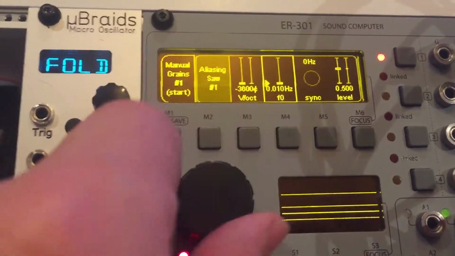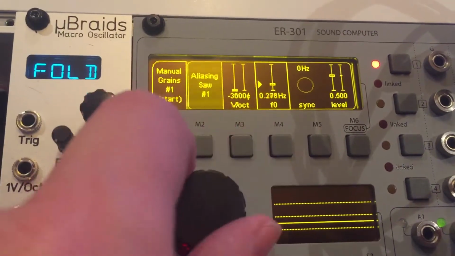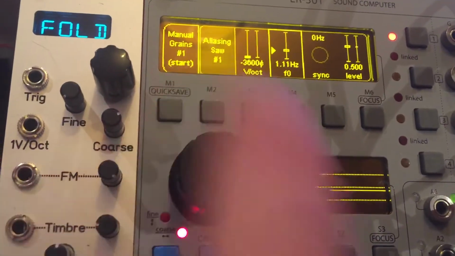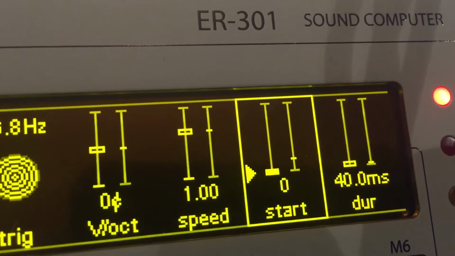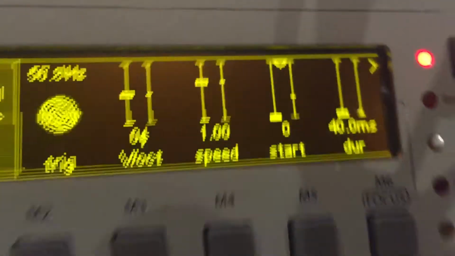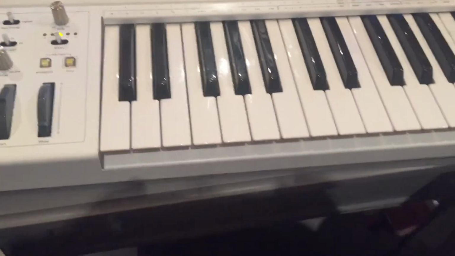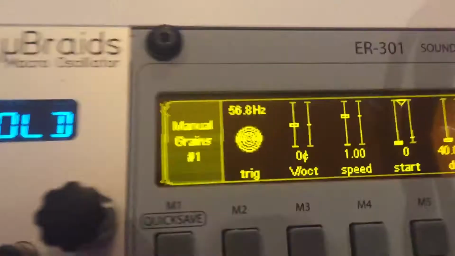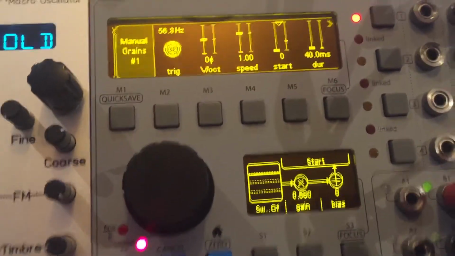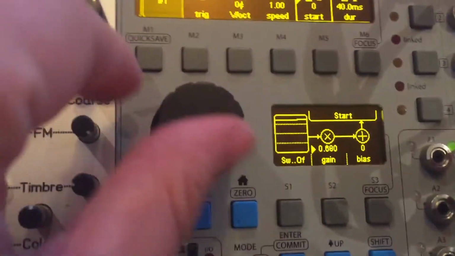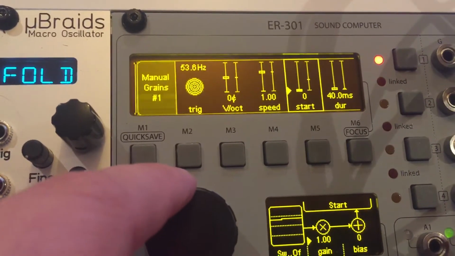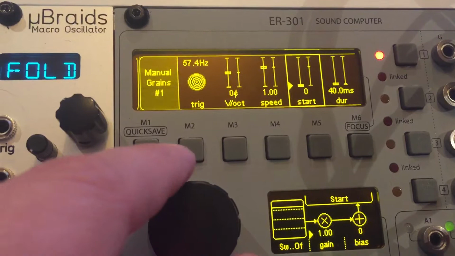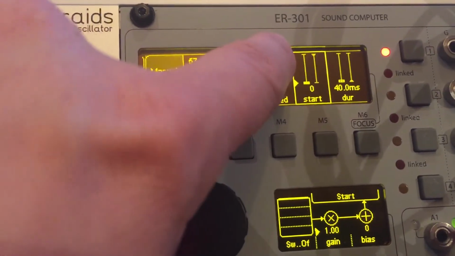Let's go back in there. You'll notice if we look at the parameter, it's slowly climbing. So there you have it. What did I just do there? Oh, I accidentally changed the gain. So this has to be set to 1 for it to make it all the way to the top.